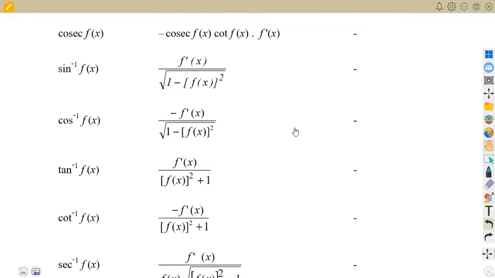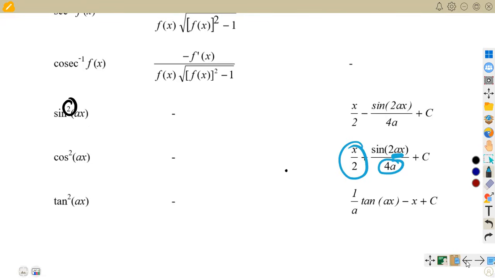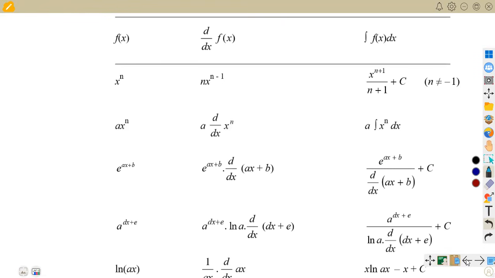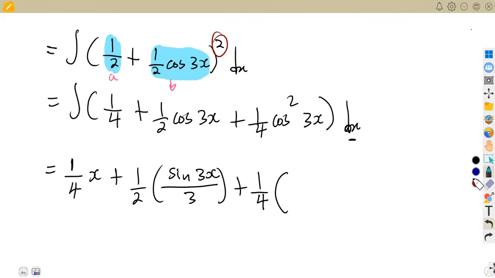So if you're integrating cos squared, we are going to take this. We talked about this integral before, cos squared ax. So our a, in this case, is going to affect the sine and is going to affect the 4, okay? This one is just going to remain as x over 2, all right? So let us do this. Do I have to write this, guys? Okay, let me just write it down for the sake of us all understanding.